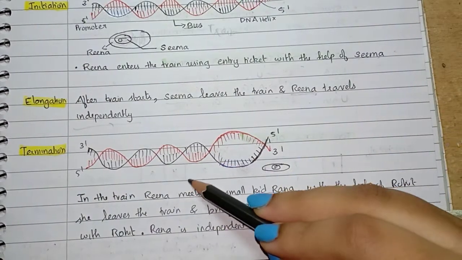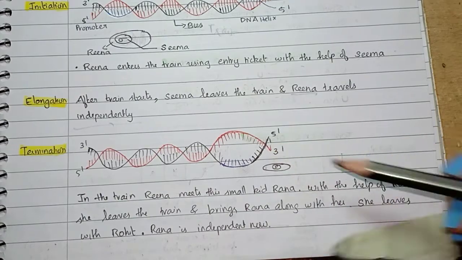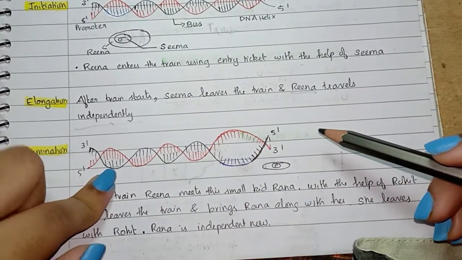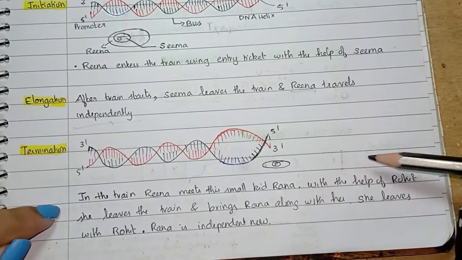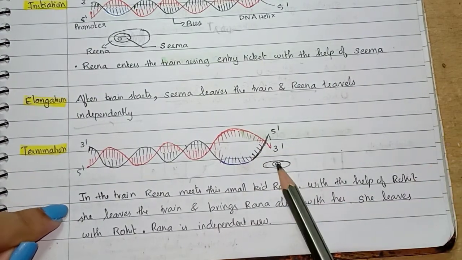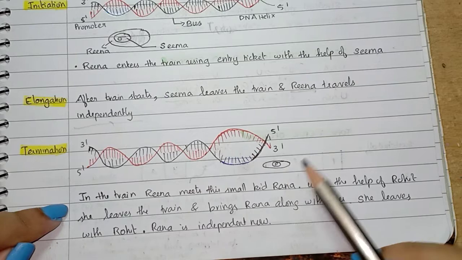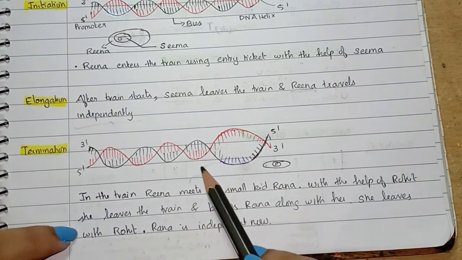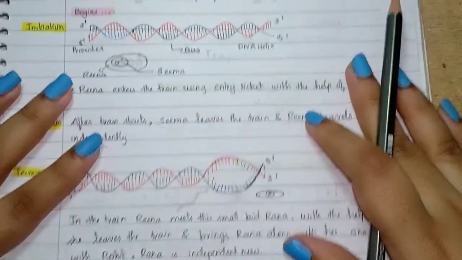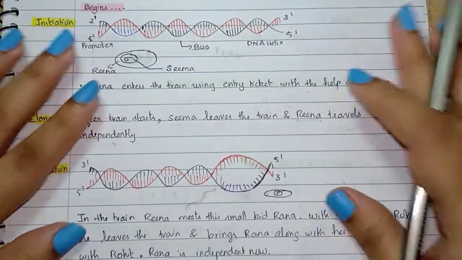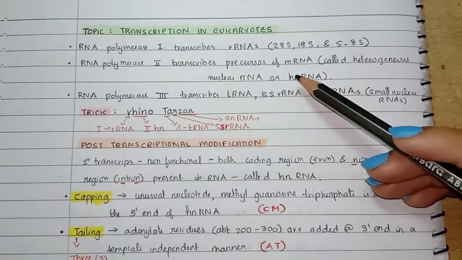Rena is coming out of the train with the help of Rohit. Rohit and Rena are together now, and she leaves the kid Rana alone. So now the RNA, that is Rana, is independent. If you see this in the textbook, it will be very easy for you if you remember this story.